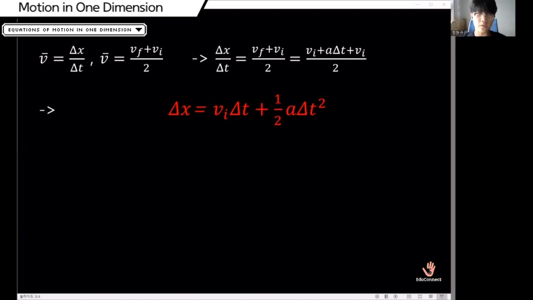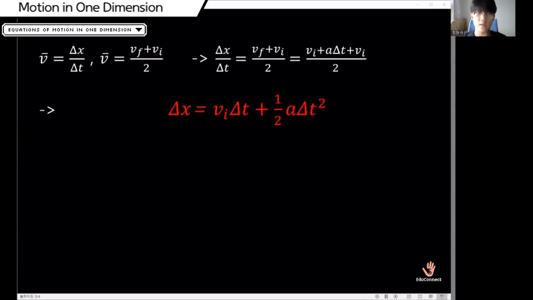Now we will substitute in for v final our short kinematic equation. This gives delta x divided by delta t equals v initial plus a delta t plus v initial, divided by 2. Combining like terms, delta x divided by delta t equals 2v initial plus a delta t divided by 2. We can simplify to get delta x divided by delta t equals v initial plus 1/2 a delta t. Now we just multiply both sides by delta t to arrive at our long kinematic equation: delta x equals v initial times delta t plus 1/2 a delta t squared.